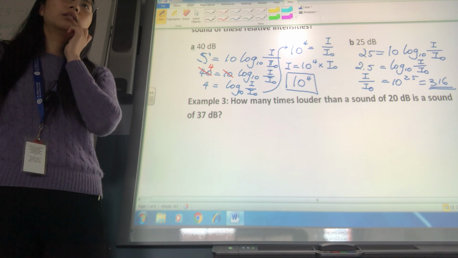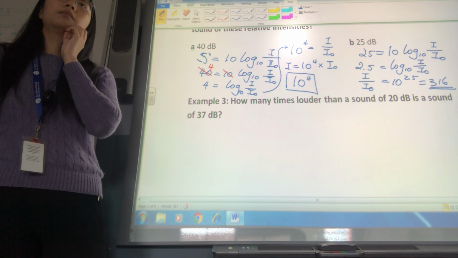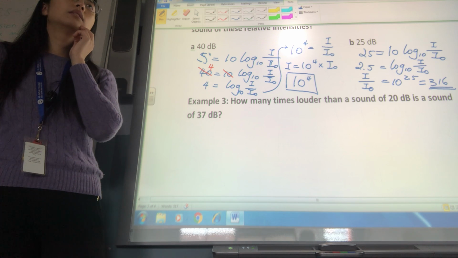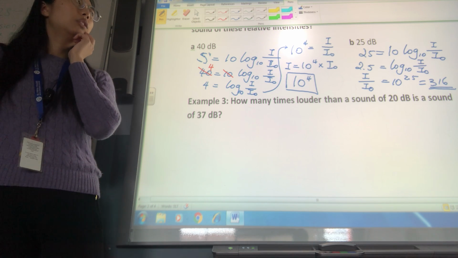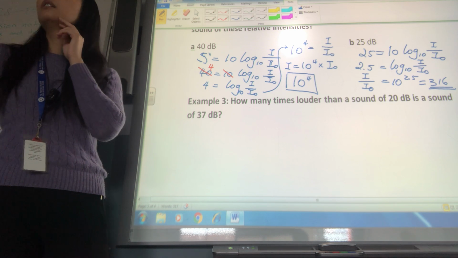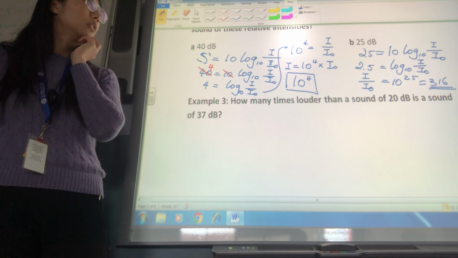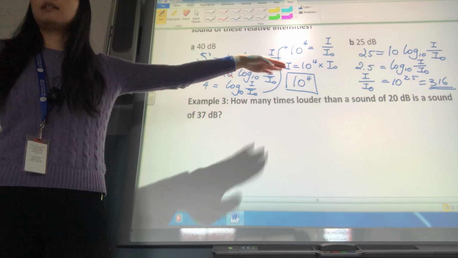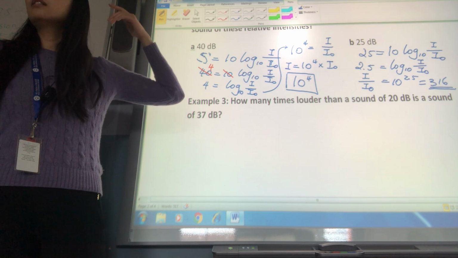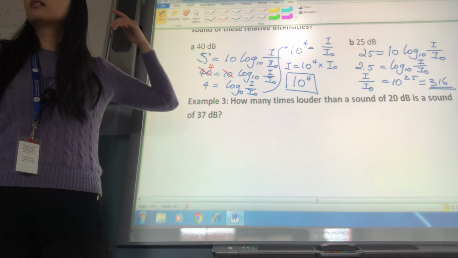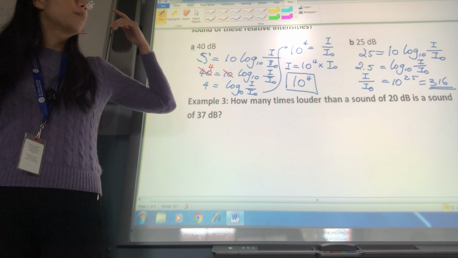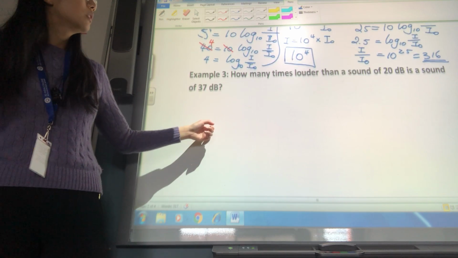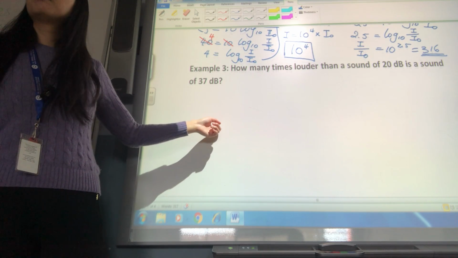Yes? Example 3. Is it like 2 questions? Not really. Miss? Yes? Do you leave it as the index or as a whole number? Just leave it as a whole number. Oh, so we have to change 10 to the power of 4 into a whole number. No, you don't. It's the same. This is just scientific notation. It's still a whole number, right? Jana, can you see that? Mariam? So we don't have to write 10 to the power of 4 equals I over I0, or do we have to write that? You don't, as long as your answer is correct. Okay? Alright. Can I move on?